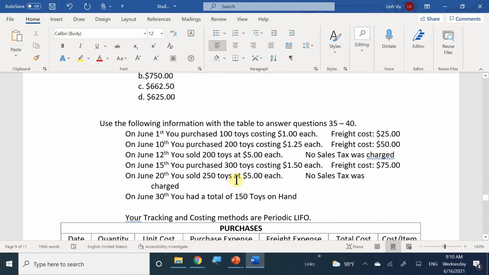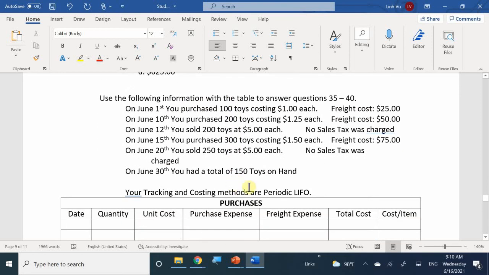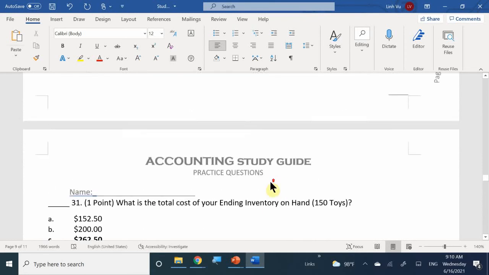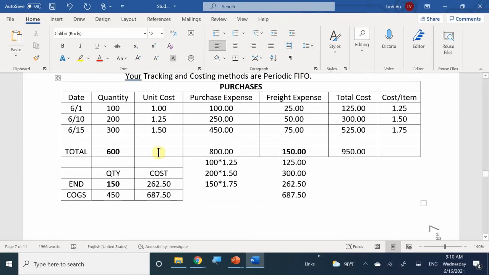All right, so the last one is going to be the same exact scenario, but of course, I'm going to be testing you on how to do LIFO. So in this case, it's the same exact scenario, so I'm just going to go ahead and copy and paste from up here since it's all the same.